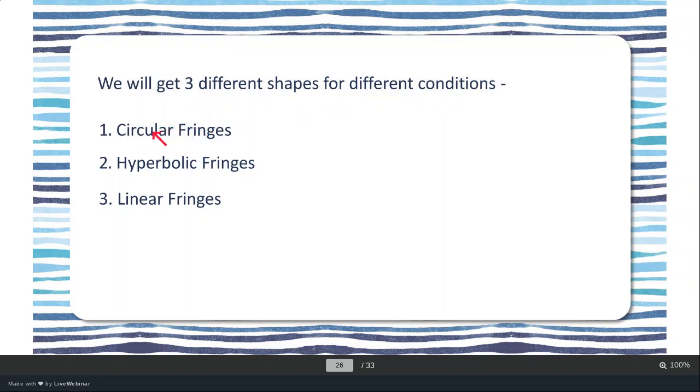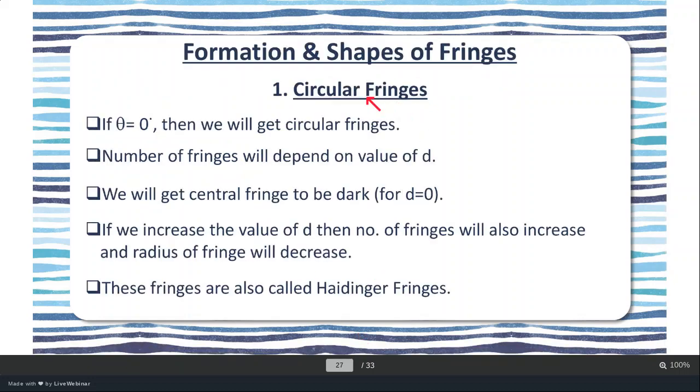We have circular fringes, hyperbolic fringes, and linear fringes. Circular fringes: if theta is equal to 0, then we will get circular fringes. The number of fringes will depend on the value of d, as we just discussed. We will get the circular fringe to be dark for d equals 0, when the distance between both of them is 0, and we will observe this type of circular central fringe. If we increase the value of d, then the number of fringes will also increase, and the radius of fringes will decrease. The formula, as we saw, is lambda equals 2d cos theta.